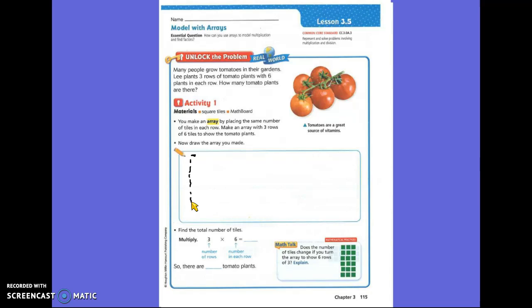Each of these are rows, rows where people could sit. So you can see right here that there are 3 rows. Here are your 3 rows. You need to put 6 tiles in each row, so you are going to do 6. Now tiles are square, so you have to draw squares.